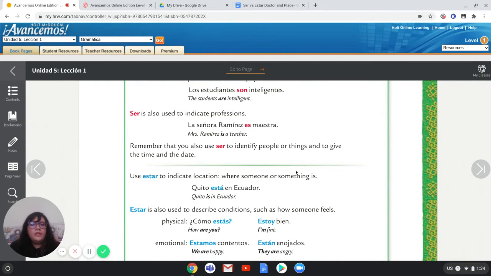So remember, you can use ser to identify people or things and to give time and dates. Although time is constantly changing, the middle of the day will always be 12 noon, right? That can't really change. Every morning will always have, depending on what time you wake up, a 5, 6, 7, whatever time is the morning. It'll change as in it's no longer 7, it's 7:01, or it's 7 on a Wednesday instead of a Tuesday, but it's still going to be 7, if you know what I mean. So you use ser for time, even though it's technically constantly changing.